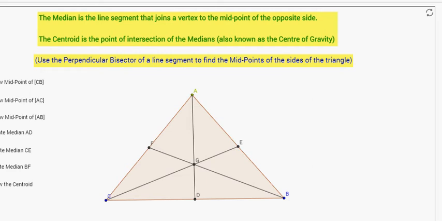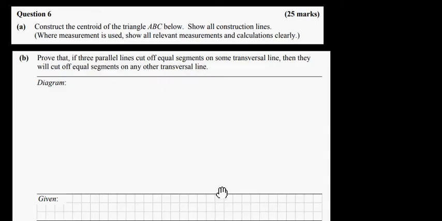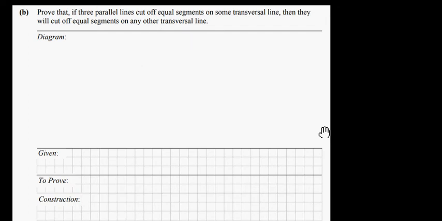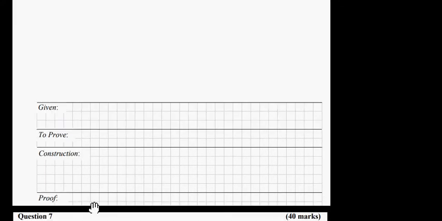Now let's just go back to the question again. The second part of the question then was to prove that if three parallel lines cut off equal segments on the same transversal line, then they will cut off equal segments on any other transversal line. And this is what they've given you, this part here. So you have to do a diagram, you have to write down what you're given, write down what you need to prove, write down the construction, any construction you need to do, and then you need to do the proof.